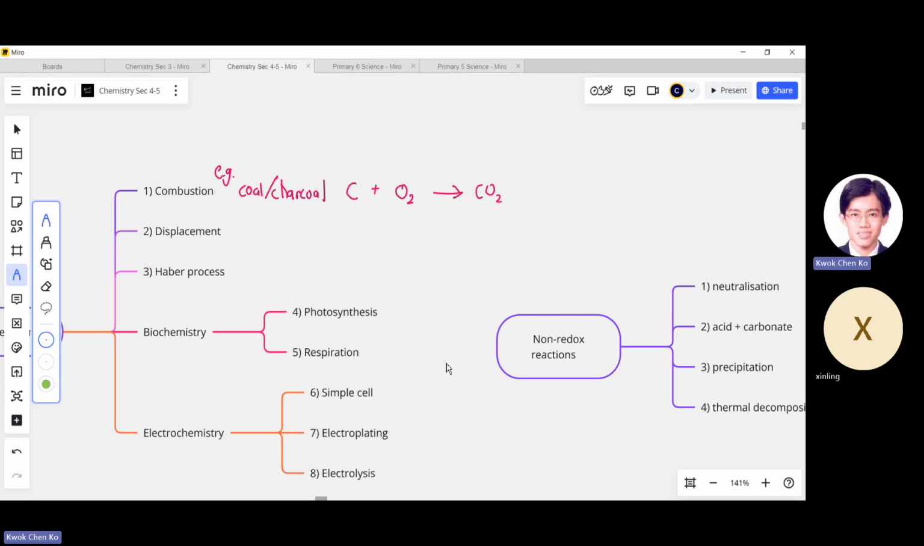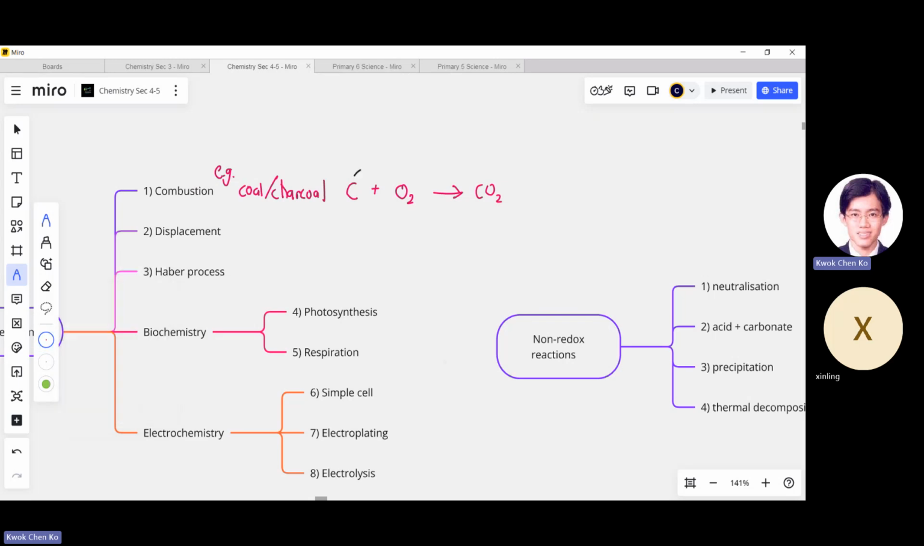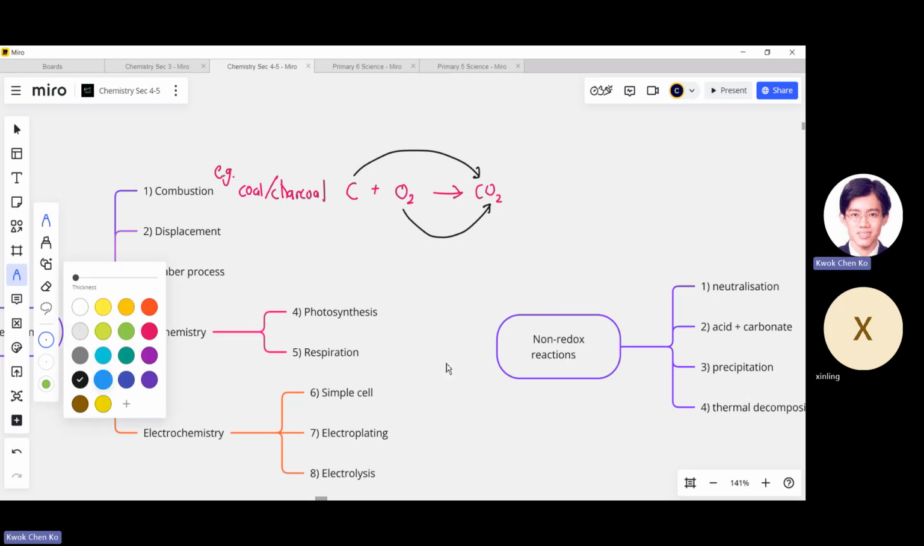Now, the tricky part is this. There's only one product. There are two reactants, so I can safely say that this reactant can be paired to the only product, and the other reactant paired to the only product. The question is, which pair constitutes oxidation and which pair constitutes reduction?